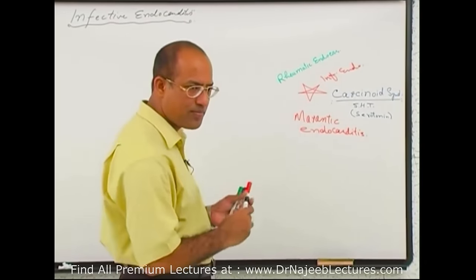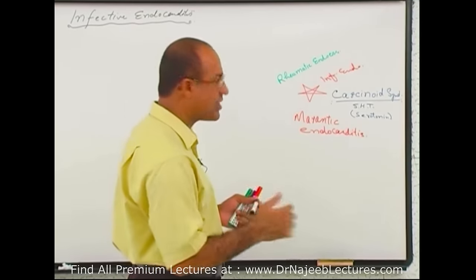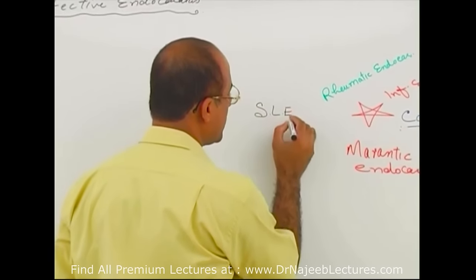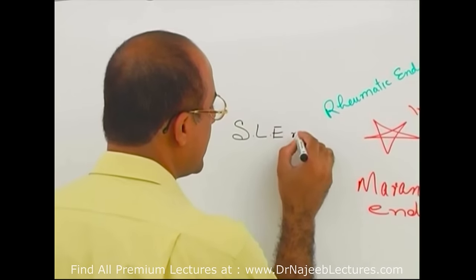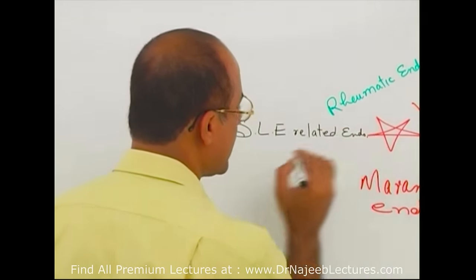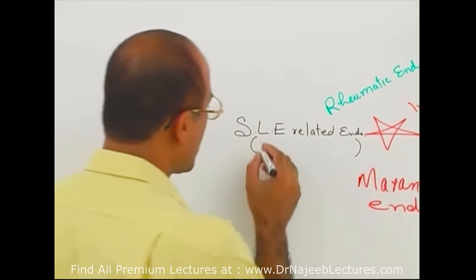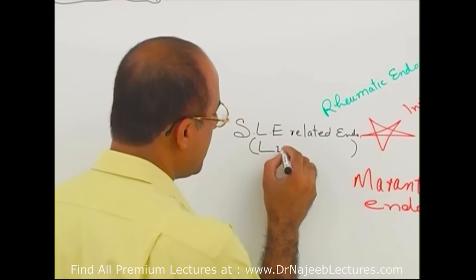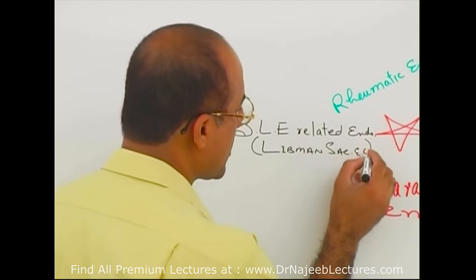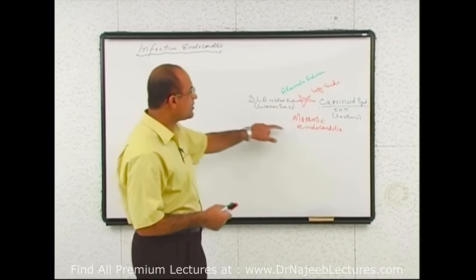Then there is one more type of endocarditis, that is SLE-related endocarditis, related to systemic lupus erythematosus, which is also called Libman-Sacks endocarditis.